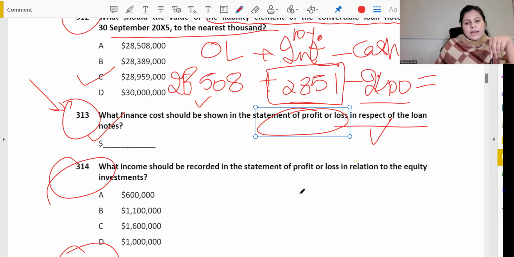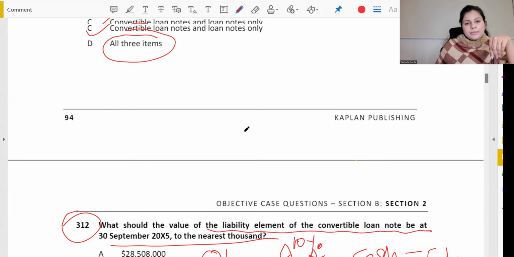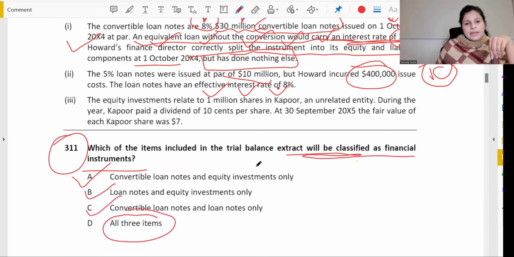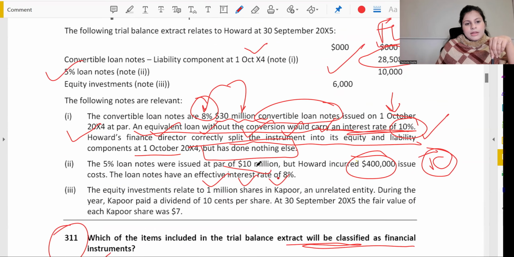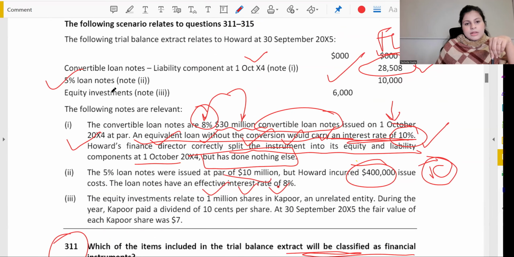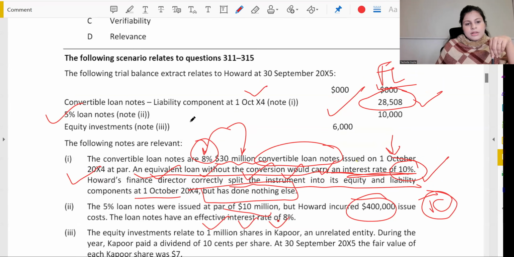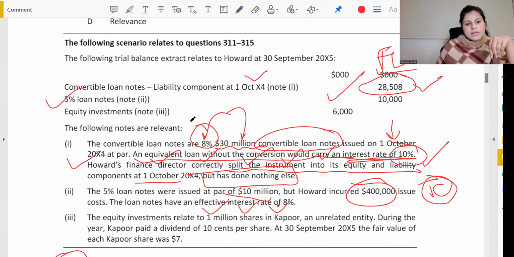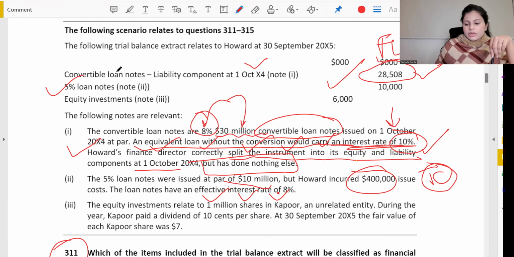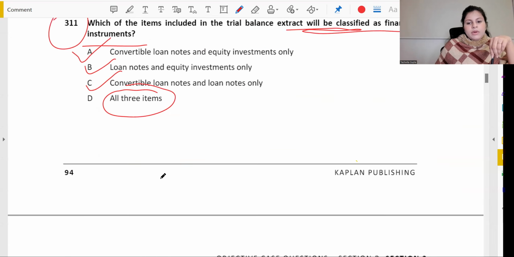In the question, it only tells about loan note 2. Where is it written? This is also loan note. This is also loan note. Then what to do?